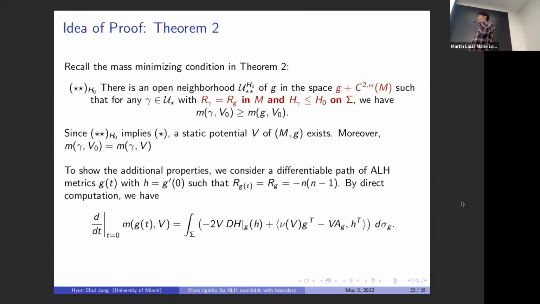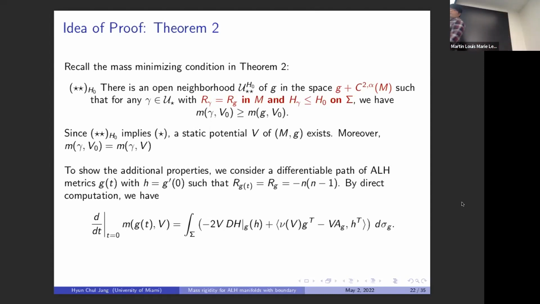Right. So now we want to show these additional properties. To show the additional properties, we can consider a differentiable path of ALH metrics, with the first linearization equals H. So if that differentiable path fixes the scalar curvature as constant like this, then by direct computation, we can compute this derivative of mass with this path of g. Okay.